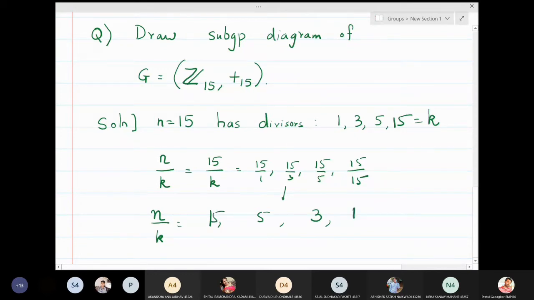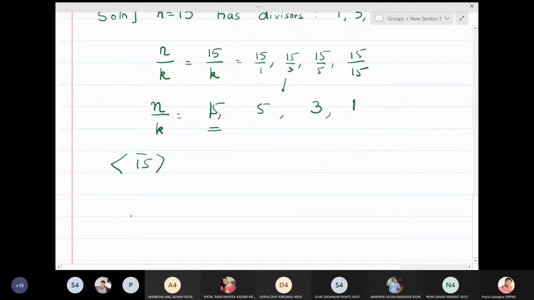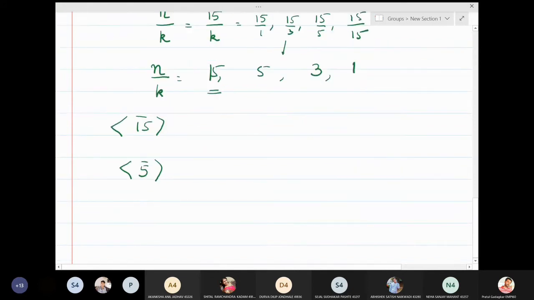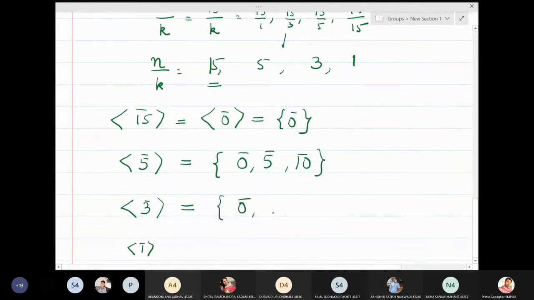And then I will look at all these things. The first person is generated by 15 bar, the second person is generated by 5 bar, the third person is generated by 3 bar, and the fourth subgroup is generated by 1 bar. 15 bar is nothing but 0 bar, and 0 bar generates only the singleton 0. What is the subgroup generated by 5 bar? It is 0 bar, 5 bar, 10 bar. 15 bar is 0. What is the subgroup generated by 3 bar? 0 bar, 3 bar, 6 bar, 9 bar, 12 bar, and 15 bar, which is again 0.